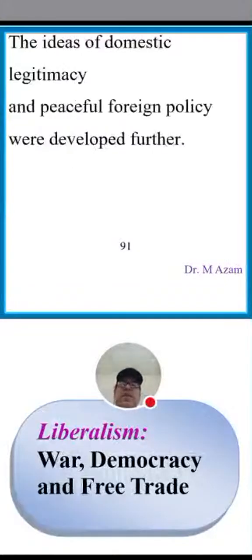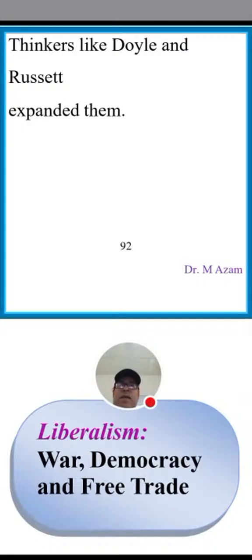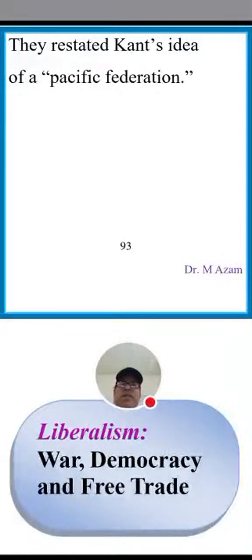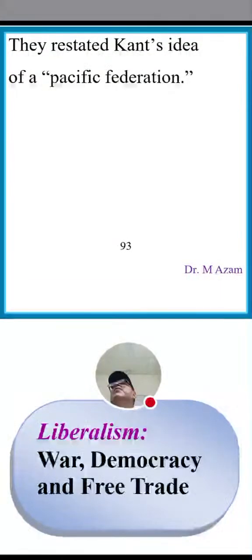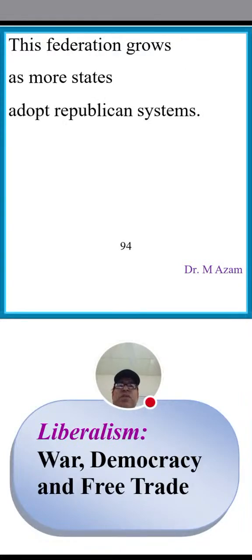The ideas of domestic legitimacy and peaceful foreign policy were developed further. Thinkers like Doyle and Russett expanded these ideas. They restated Kant's idea of a Pacific Federation. This idea was given by Immanuel Kant. This federation grows as more states adopt republican, almost democratic, systems.